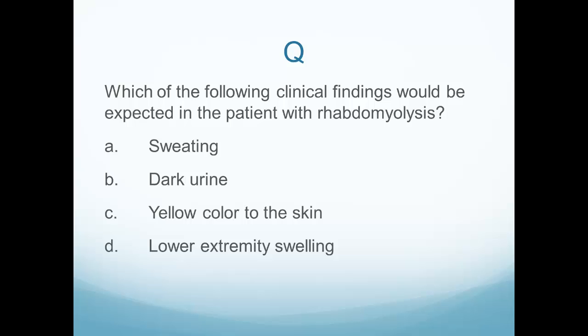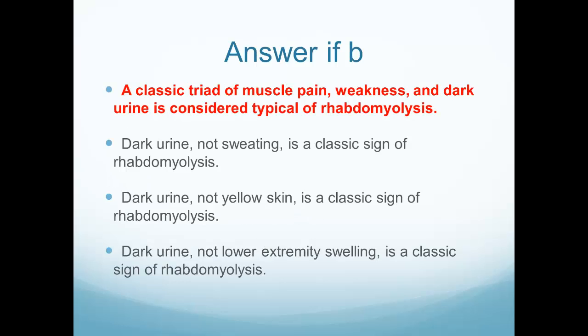Okay, another question: which of the following clinical findings would be expected in a patient with rhabdomyolysis? If you said the classic triad of muscle pain, weakness, and dark urine, then you're correct. The dark urine is typical of rhabdomyolysis.